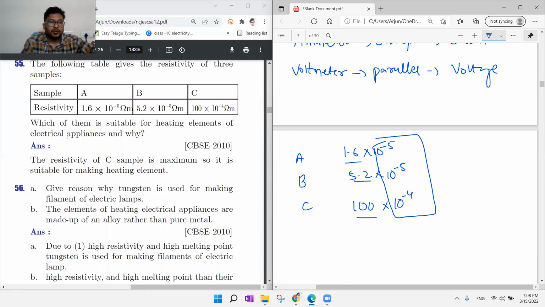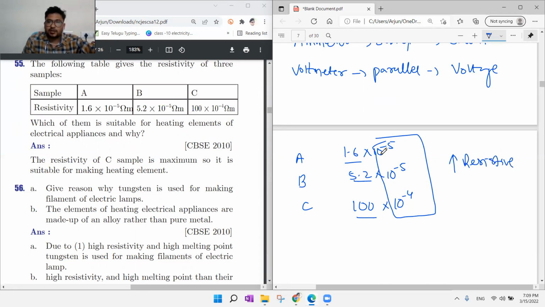Which of them is suitable for heating elements of electrical appliances and why? They are asking indirectly, read between the lines: which of them is suitable for heating elements of electrical appliances? If you want to use a material for the heating effect in electrical appliances, it must be highly resistive.